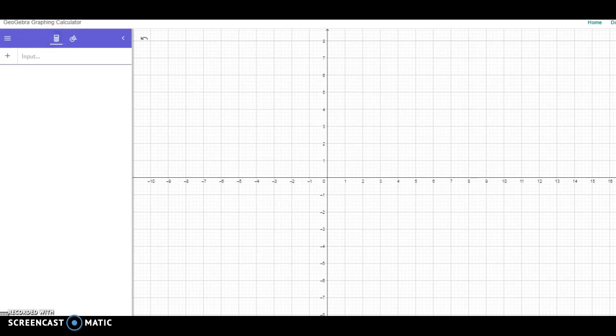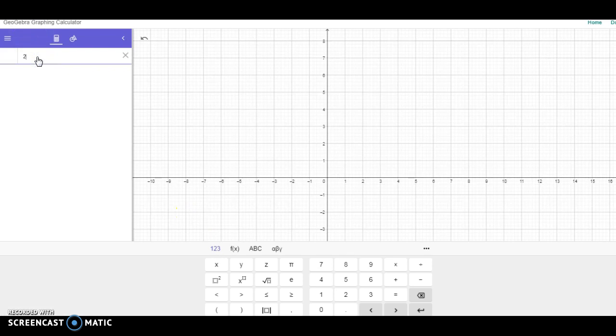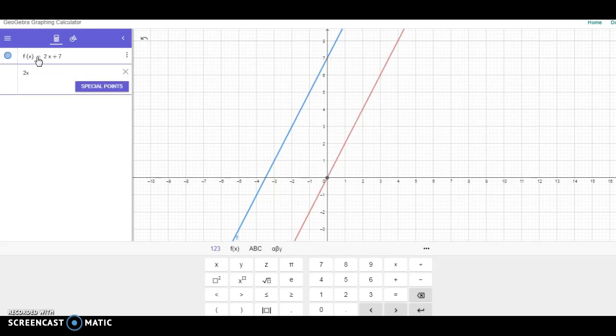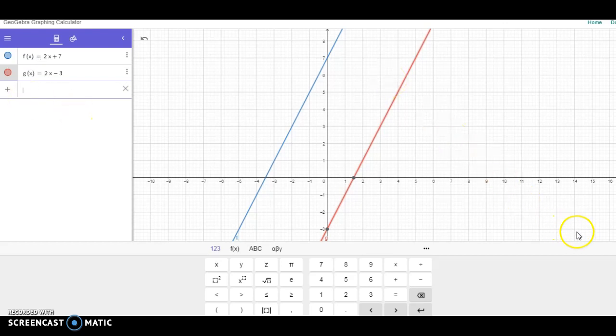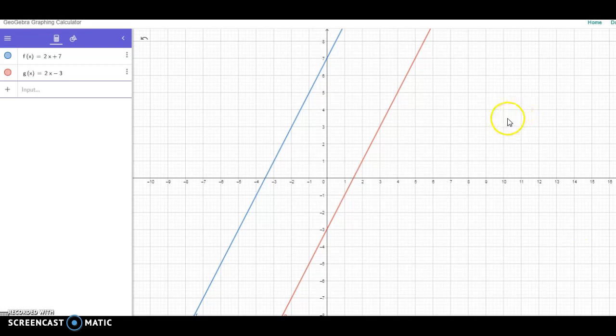The first one was y equals 2x plus 7. And our second equation is y equals 2x minus 3, which of course results in two parallel lines, one with a y-intercept of -3 and one with a y-intercept of 7. And again, our goal is to find the distance between them. Now again, the distance between two parallel lines is the shortest distance between them, which can be found by finding the length of the perpendicular segment.